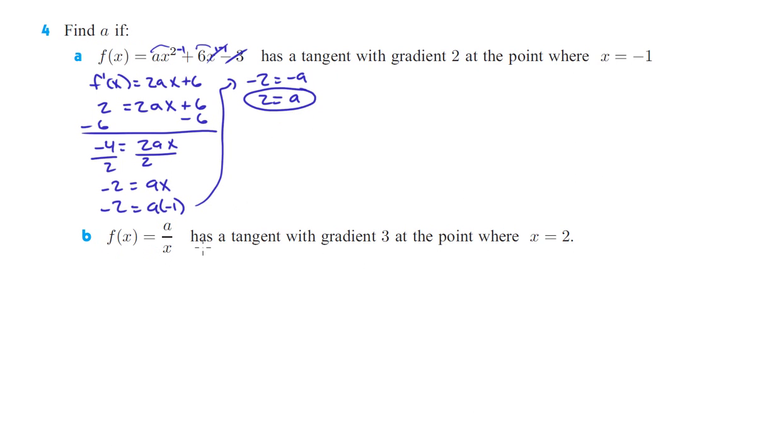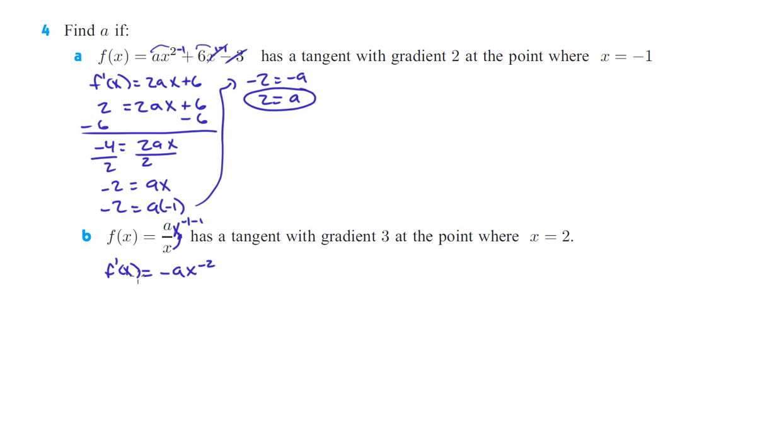Same idea here as what we did up there. So let's find the derivative. So that x is going to come up top, and that's really going to be x to the negative first here, right? So if we find the derivative, f prime of x, negative 1 times a is negative a, and then subtract 1 from that, and that's x to the negative second, right?